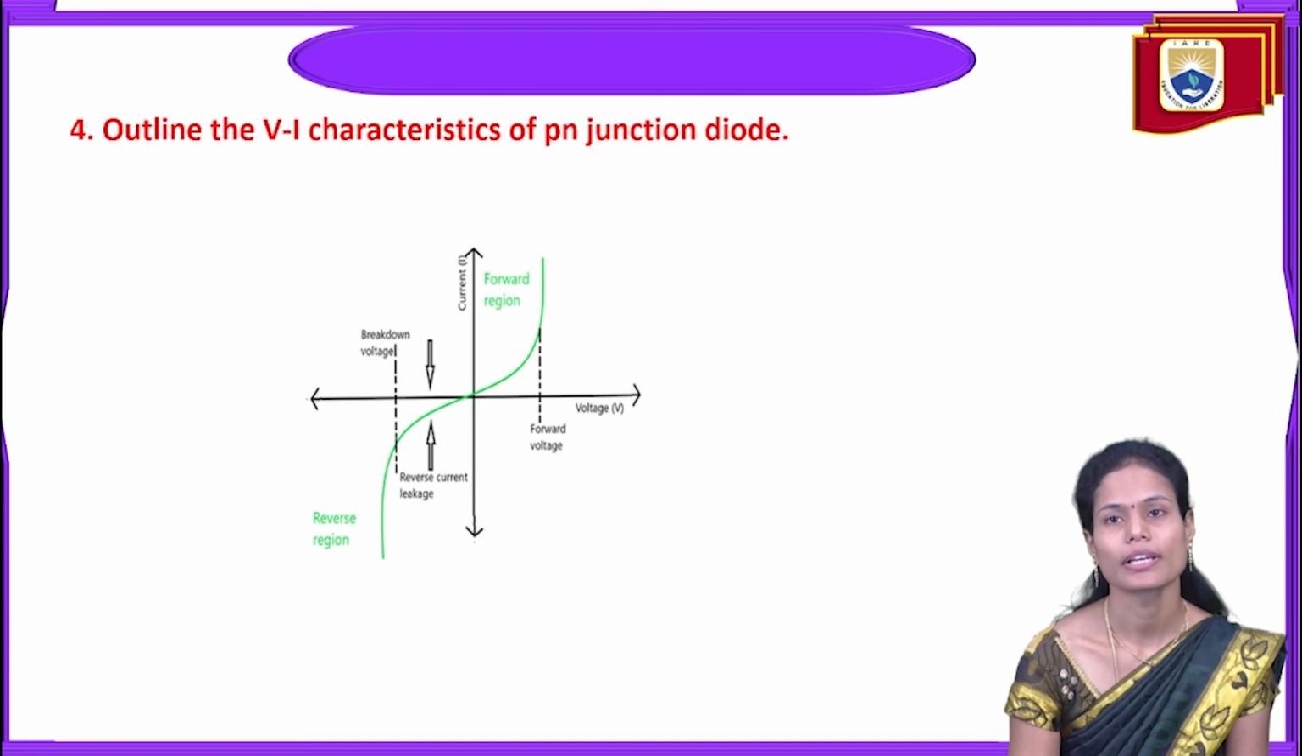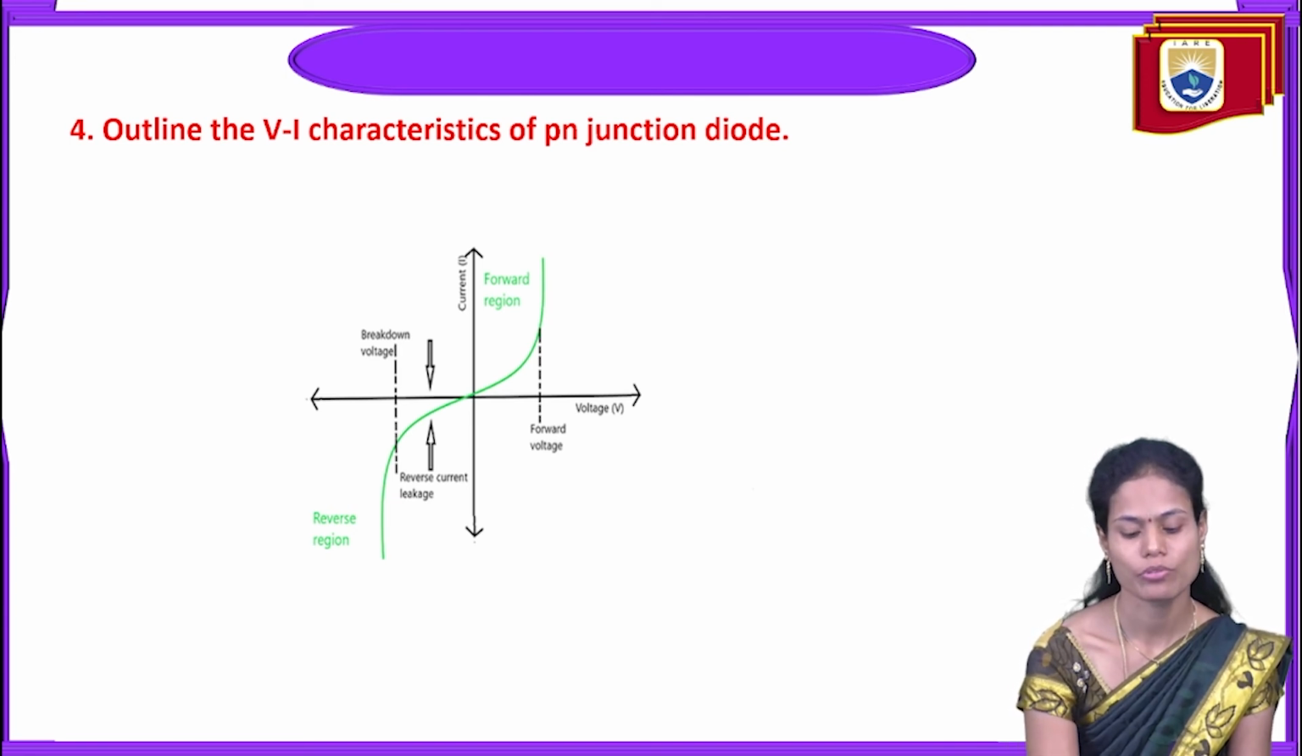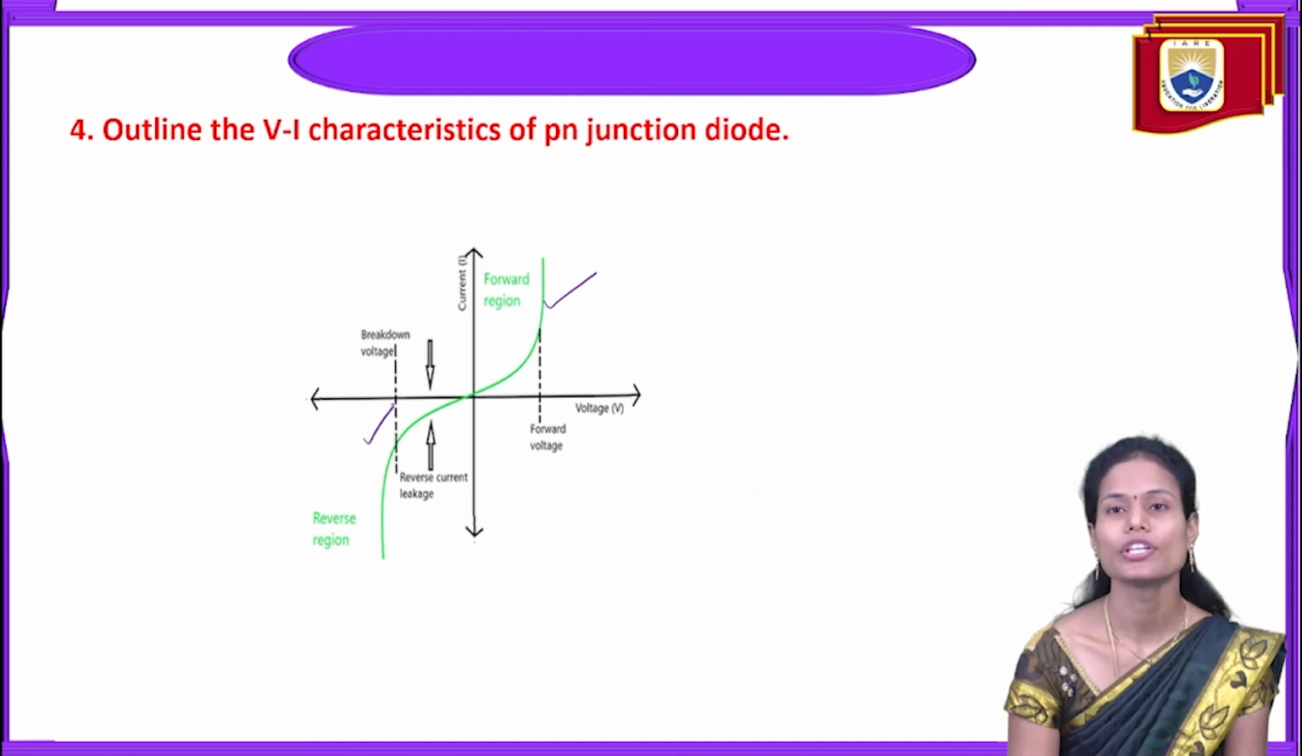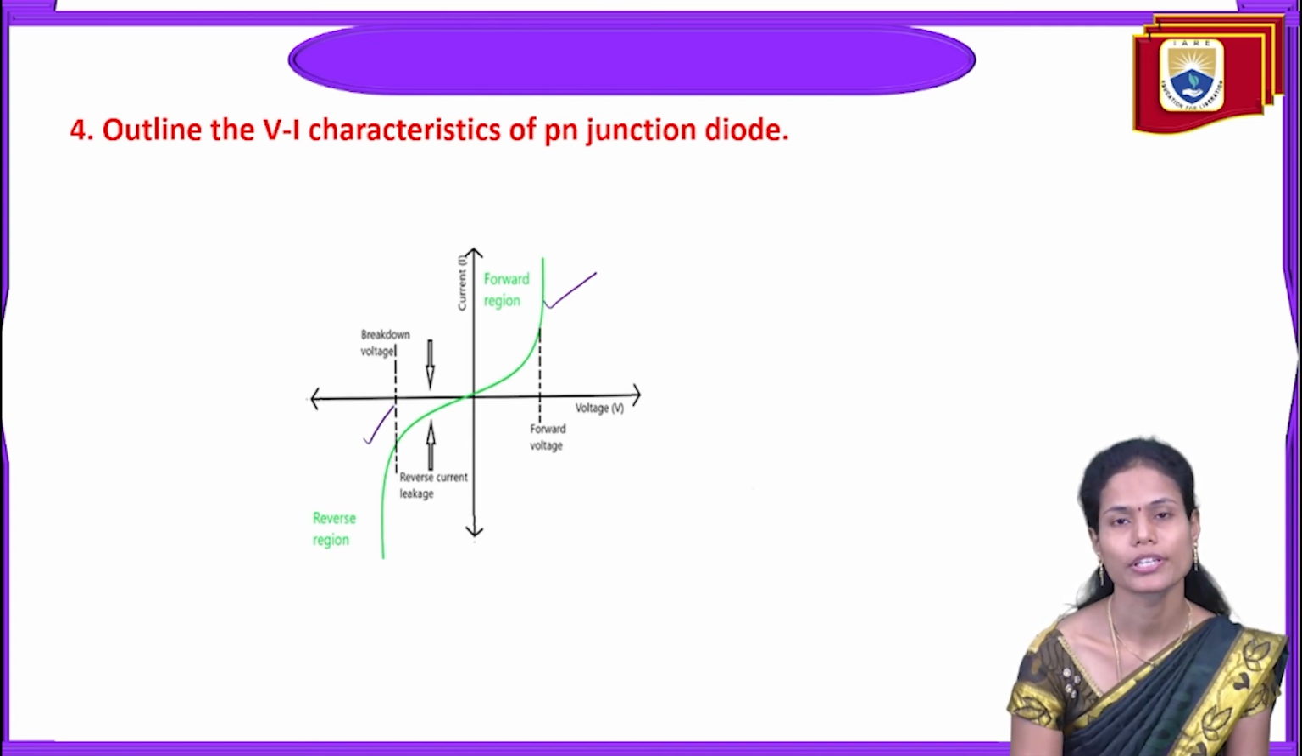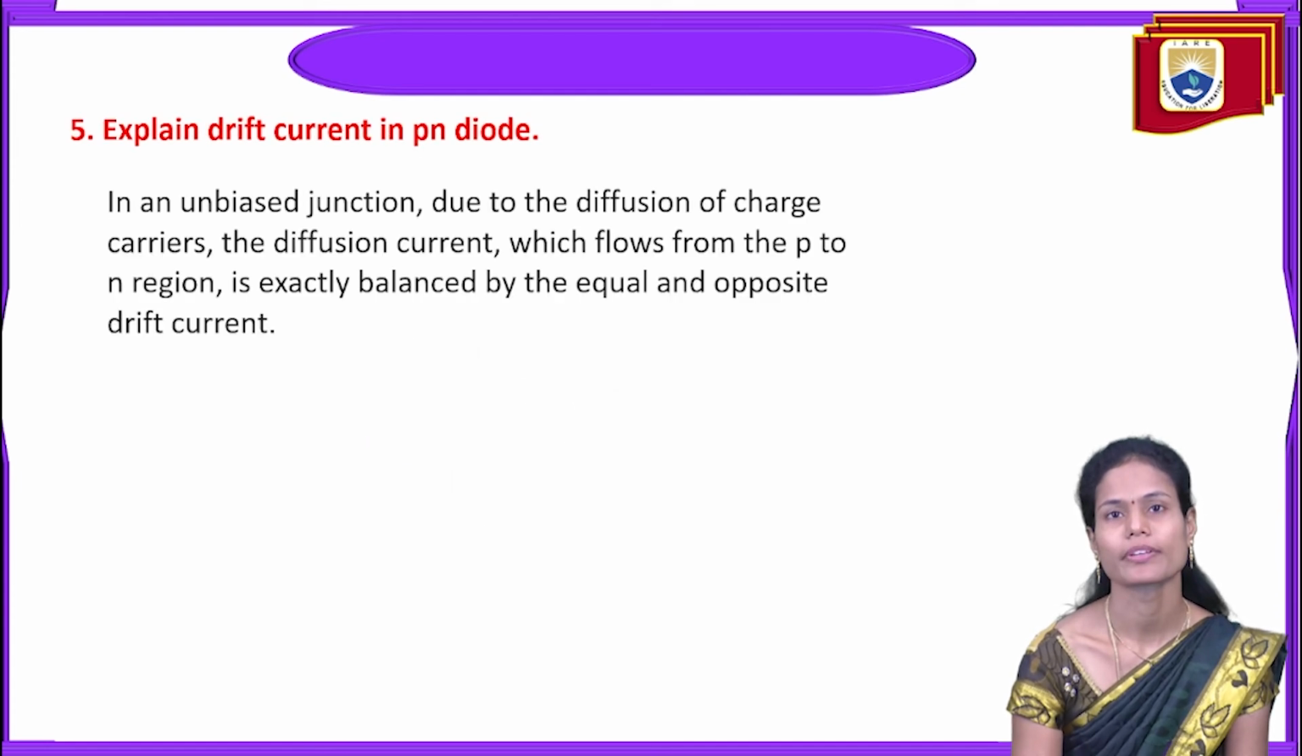And next, outline the VI characteristics of the PN junction diode. This is the forward bias condition, and this is the reverse bias condition. We need to explain two points related to the forward bias and two points related to the reverse bias. And next, explain drift current in PN diode.